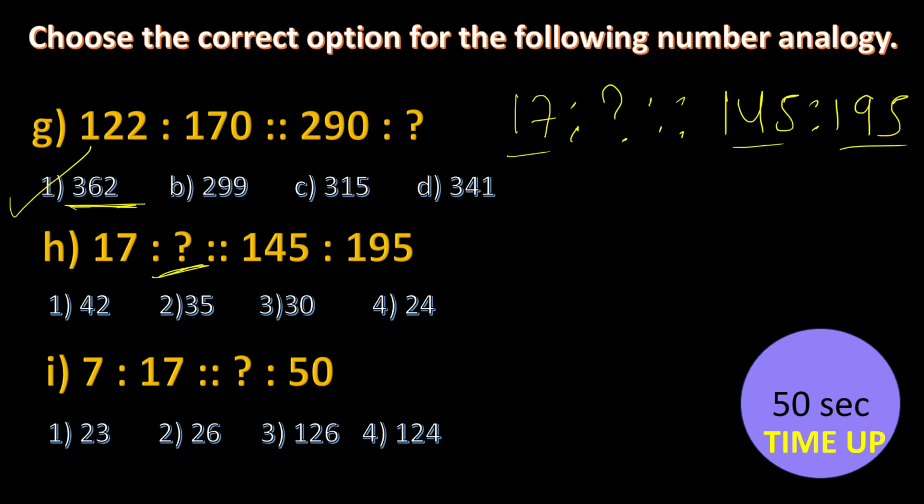No. Squares. Square, 17 का स्क्वायर नहीं है, लेकिन आसपास कुछ है क्या? +1 -1 करके कुछ मिलेगा क्या? जरूर मिल सकता है. 16 is a square of 4. Correct? 4 square plus 1 when you do, you'll get 17. Correct? 4 square, if you do, you get 16. Plus 1, you get 17. Okay. Same logic applies for 145.